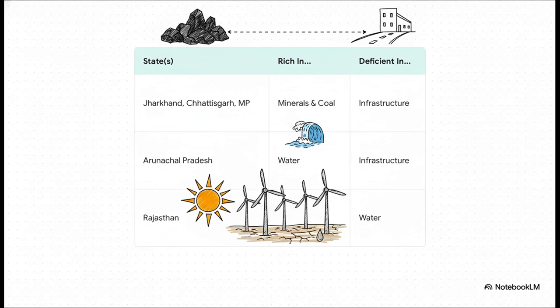Just look at these examples. You have states like Jharkhand, Chhattisgarh, and Madhya Pradesh. They are rich in minerals and coal, but they lack good infrastructure. Then there's Arunachal Pradesh, which has plenty of water, but again, lacks infrastructure. And Rajasthan, it's blessed with solar and wind energy, but has a real scarcity of water. This kind of imbalance means we need very careful, balanced planning.